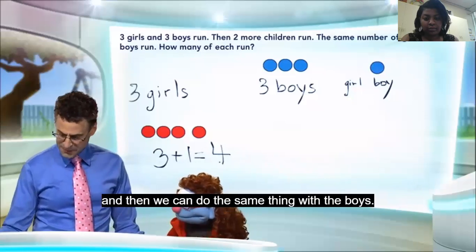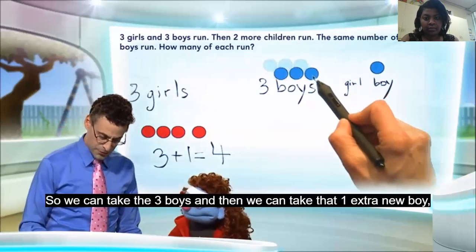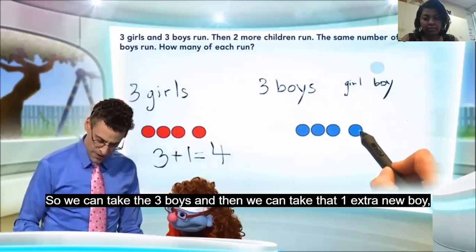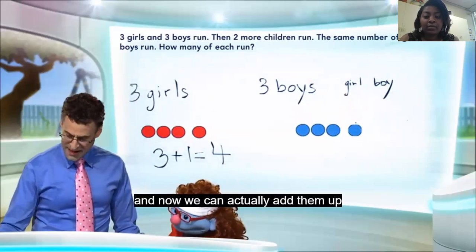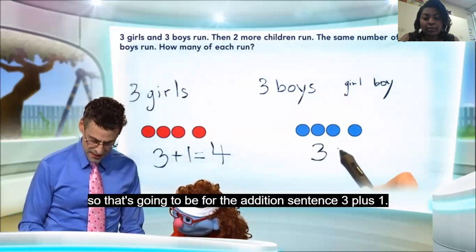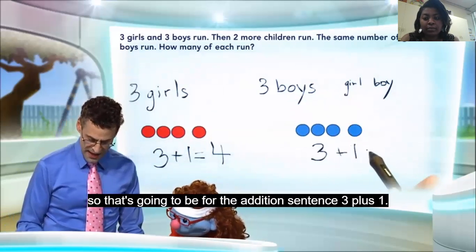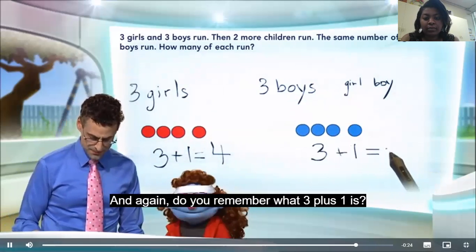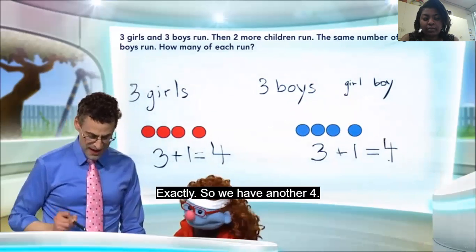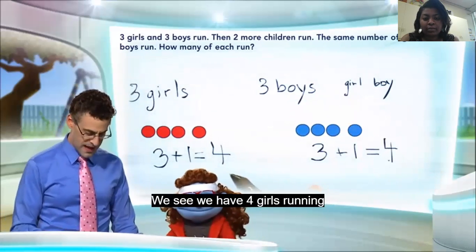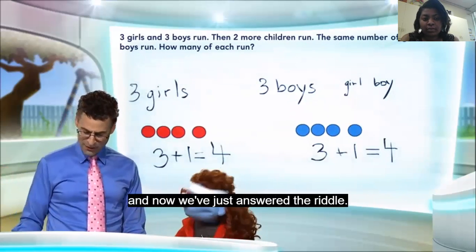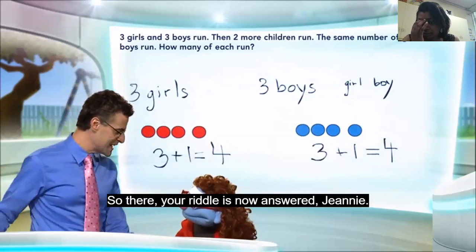And then we can do the same thing with the boys. So we can take the 3 boys, and then we can take that 1 extra new boy, that little boy that you saw, and now we can actually add them up. So that's going to be, for the addition sentence, 3 plus 1. And again, do you remember what 3 plus 1 is? Of course I do. It was 4. Exactly. So we have another 4. And so now we see the answer. We see we have 4 girls running and 4 boys running. And now we've just answered the riddle. So there, your riddle is now answered, Jeannie.